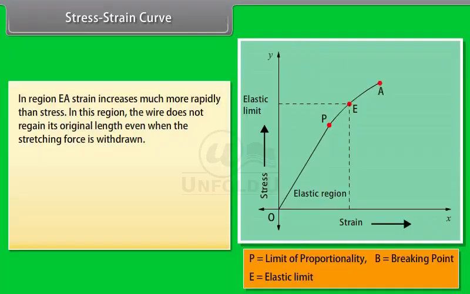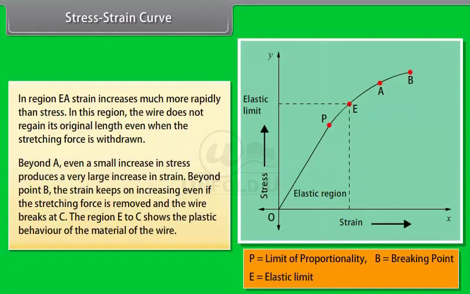In region EA, strain increases much more rapidly than stress. In this region, the wire does not regain its original length, even when the stretching force is withdrawn. Beyond A, even a small increase in stress produces a very large increase in strain. Beyond point B, the strain keeps on increasing even if the stretching force is removed and the wire breaks at C. The region E to C shows the plastic behavior of the material of the wire.